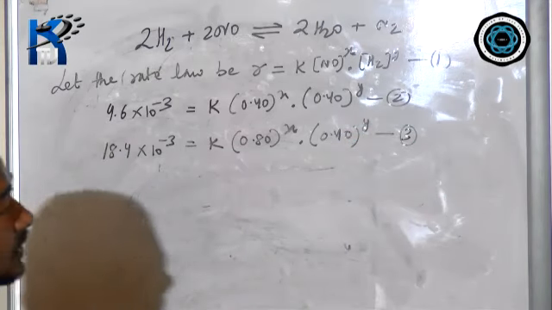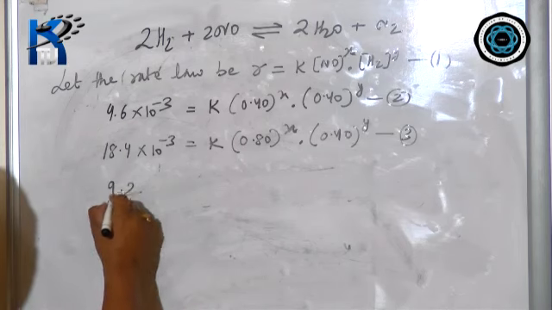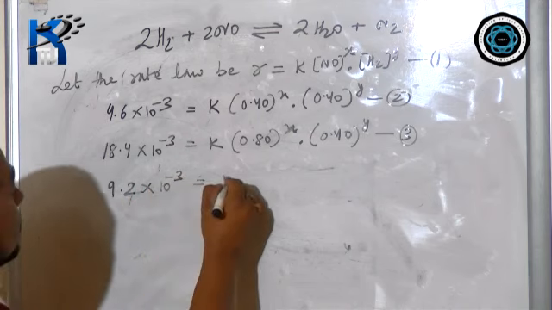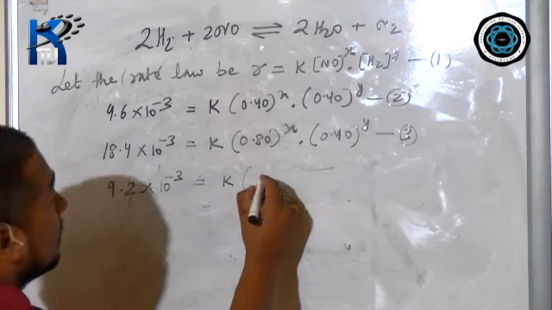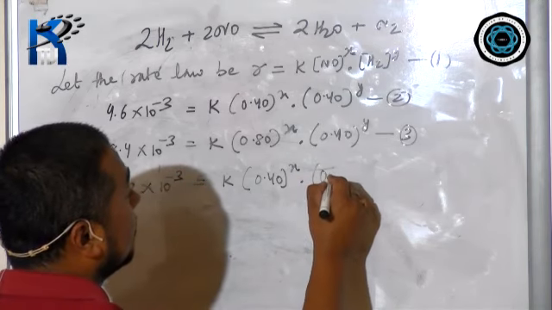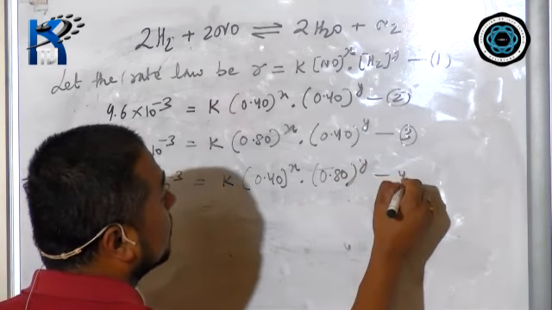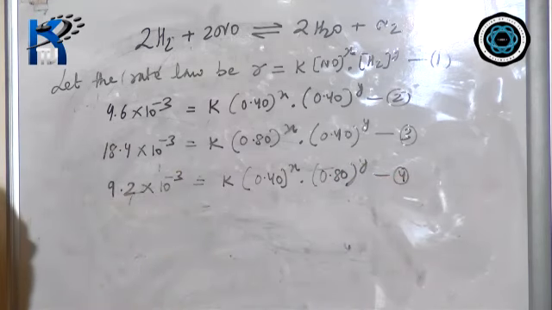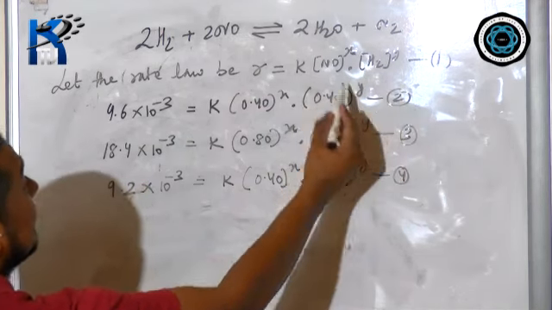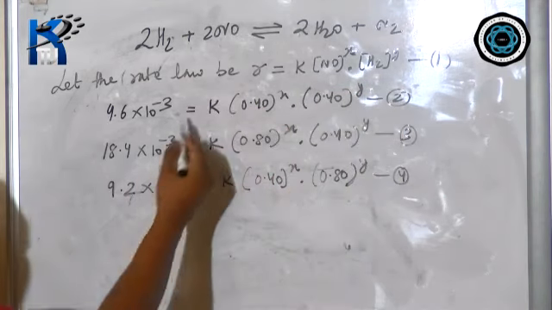Now similarly, for the third experiment, the rate is 9.2 × 10⁻³ = K [0.40]^X [0.80]^Y, where the concentration of NO is 0.40 with the order we have supposed as X, and that of hydrogen is 0.80 to the power Y. This is equation 4. So students, whenever you have to find the order of a reaction, first suppose the rate law. Then put the values of R, NO and H2 one by one from the table, experiments 1, 2 and 3.